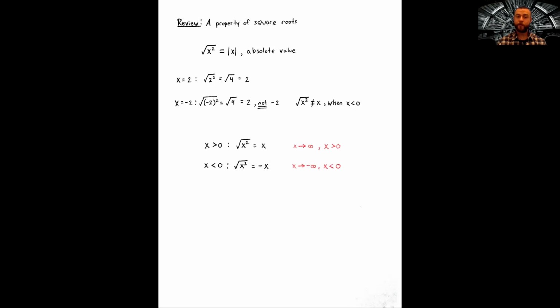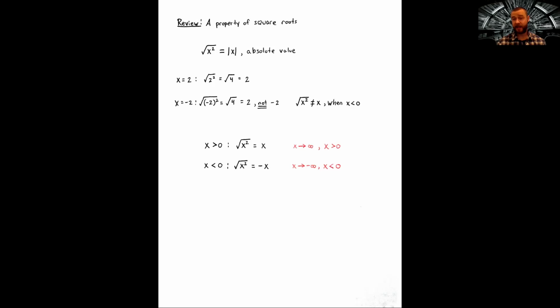Okay, so we have two versions for this cancellation. The first version, when x is positive, is direct cancellation. The square root of x squared cancels to x when x is positive. That's going to be relevant when we're doing a limit at infinity, as x approaches positive infinity, like the previous example, example 2, that we looked at, a limit as x approaches positive and negative infinity.